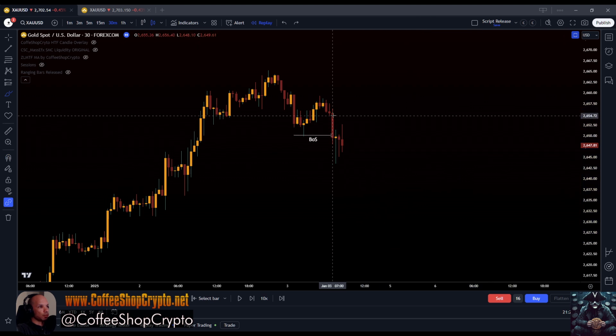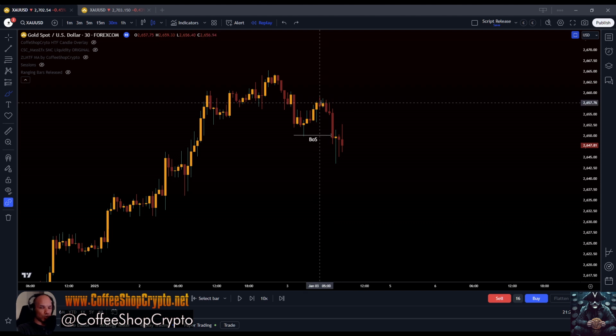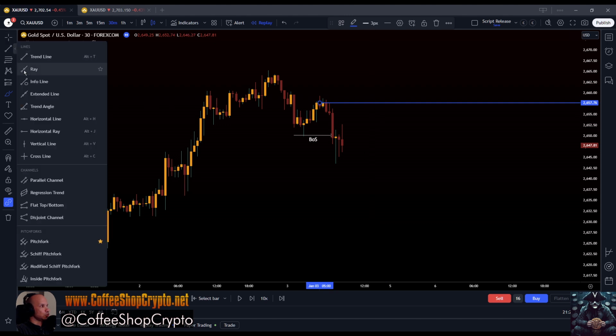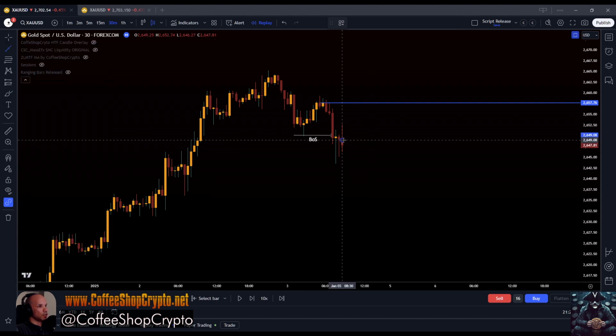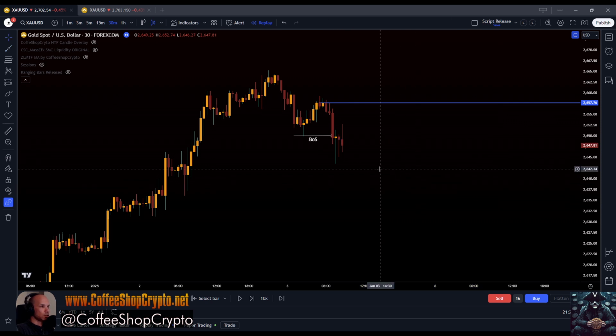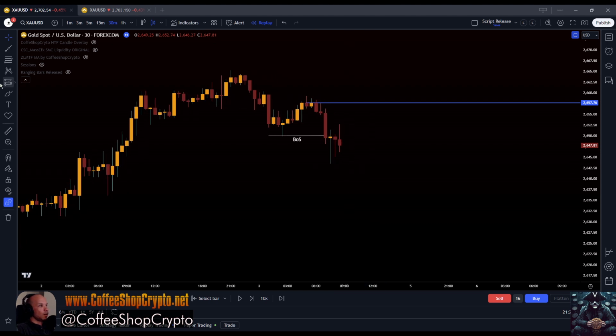Here's the structure break, right? Here's the highest opening price. If you're using a Windows computer, hit Alt-J on TradingView and you get a ray, right? If not, then you're going to use the ray over here and you're going to draw a line, and that's going to be the same thing, okay? So Alt-J. Now, we're going to let price action play out a little bit more.